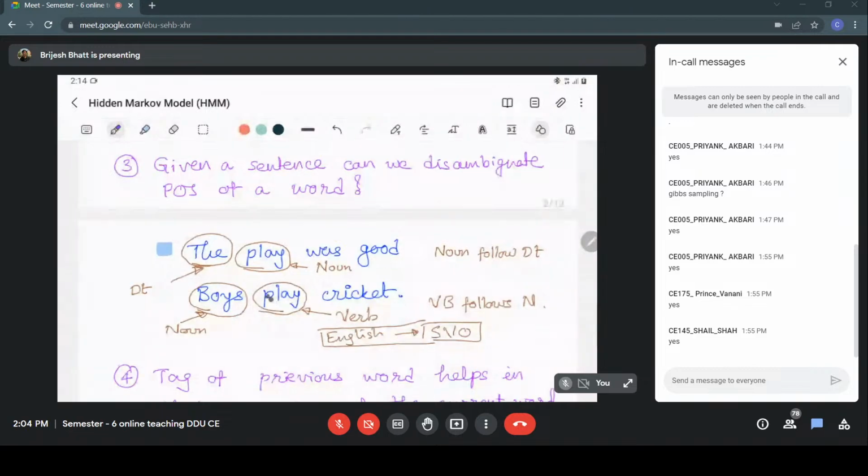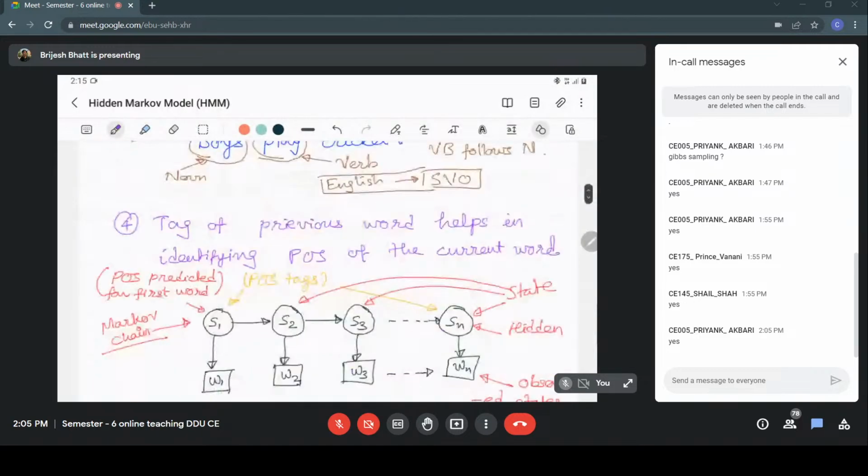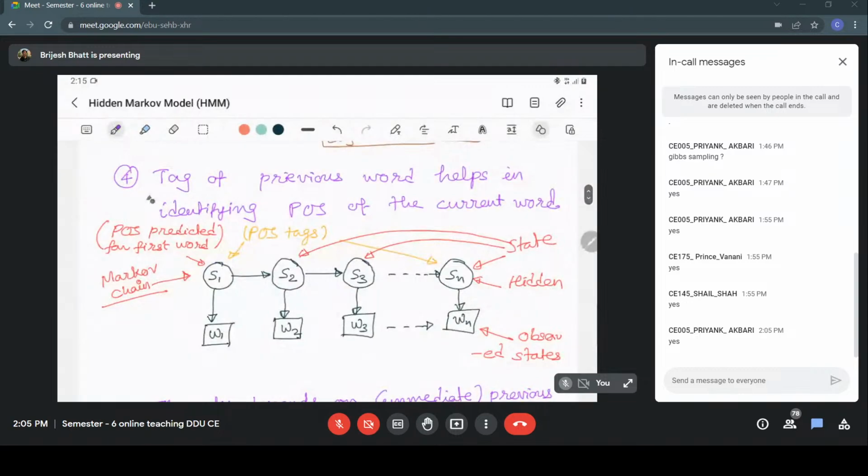Right? So does this fit in our description of sequence labeling with which we started our discussion? Do you see the importance of sequence here? Why do you need to know the previous answer to predict the next answer? Right? So that's why sequence labeling is important. And that is our point: the tag of the previous word helps in identifying the POS tag for the current word.